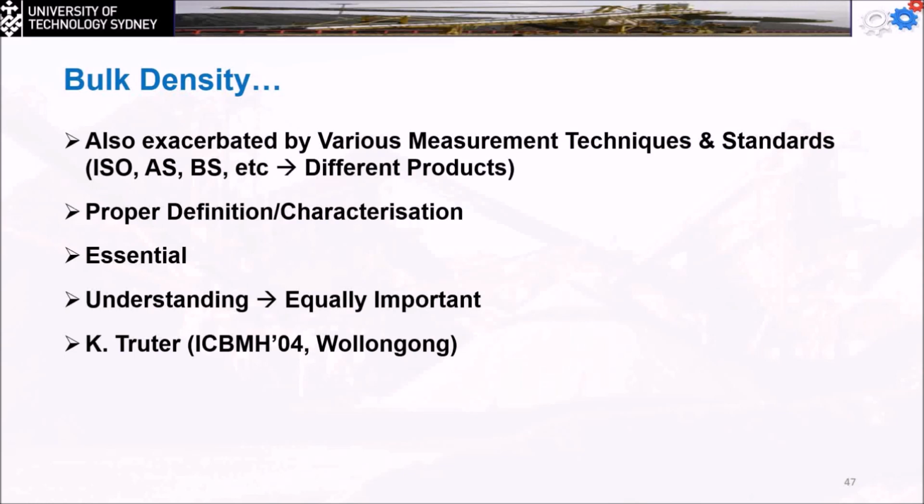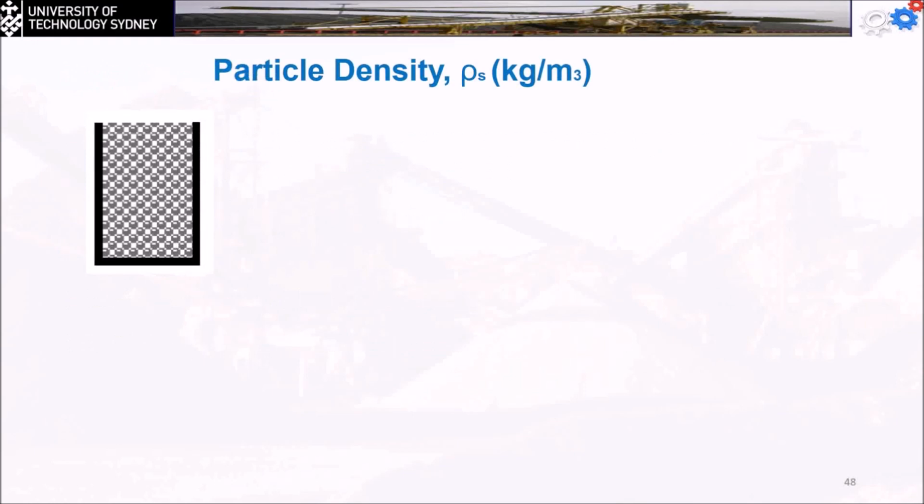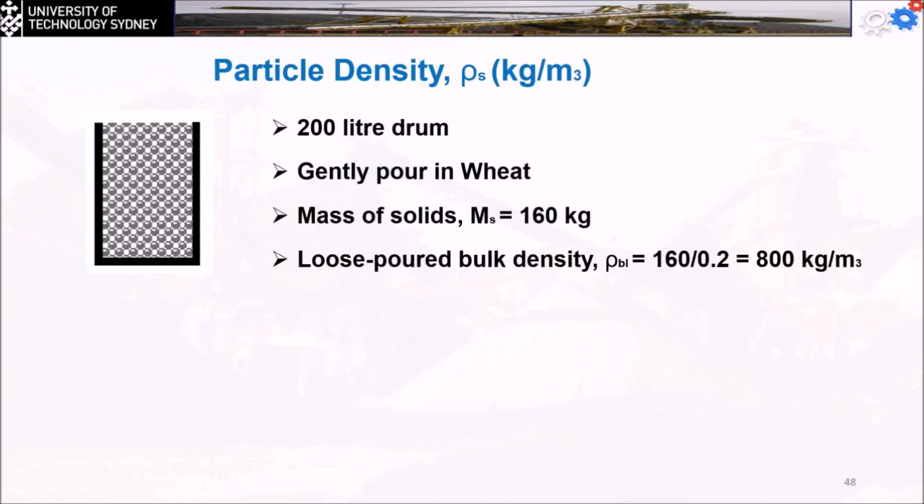So once again, this is the bulk density. We have a 200-liter drum. We have gently poured in wheat. The mass of the solid was 160 kilograms. The loose poured bulk density was 160 divided by the volume, which is going to be 800 kilograms per cubic meter.